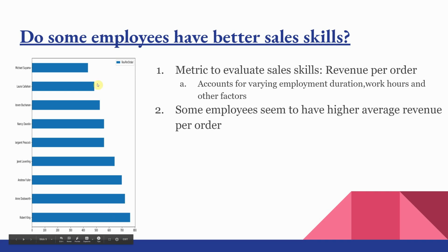If the reality is that all employees sell about the same per order, that's what we would call our null hypothesis. And our alternative hypothesis would be, no, Robert King sells more than the average person.